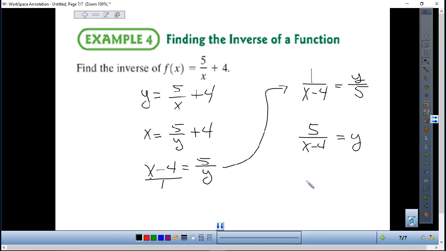And if I change sides and write that with, and that's 1 to 1, so f inverse of x is equal to 5 over x minus 4. What I mean by when I said that's 1 to 1, for any given value of x, I'm only going to have one y value out. That's what I mean. It's a function.